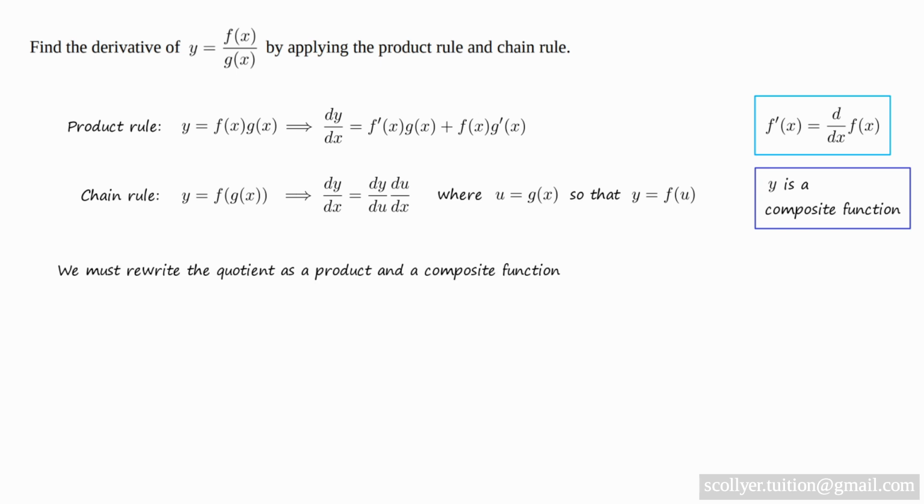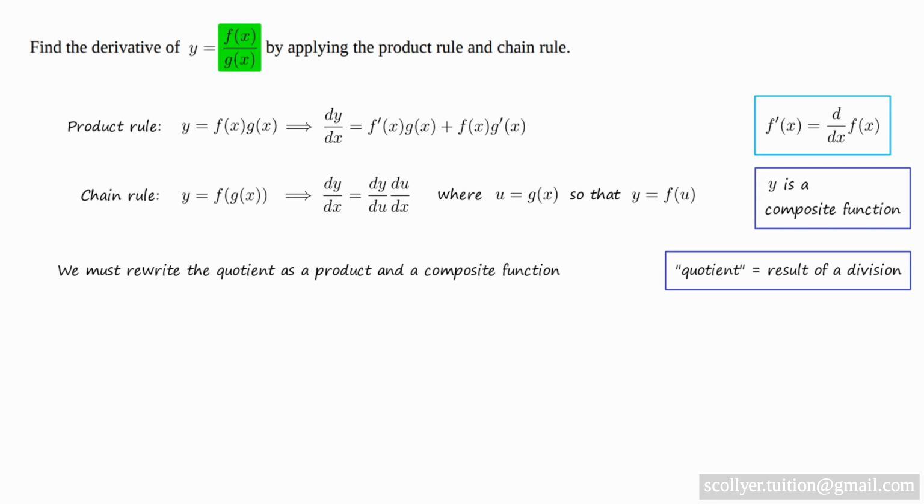And so to apply these rules to this problem, we have to rewrite the quotient as a product and a composite function. And a quotient means the result of a division. And so here the quotient is the quantity f of x over g of x. So we take y equals f of x over g of x, and we factor it as f of x times 1 over g of x to produce a product.